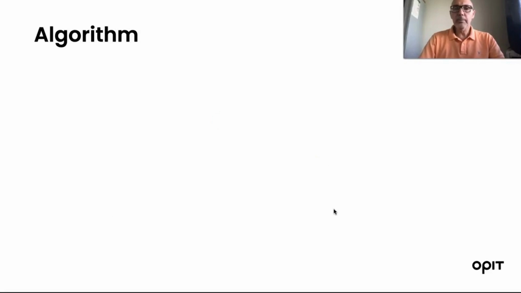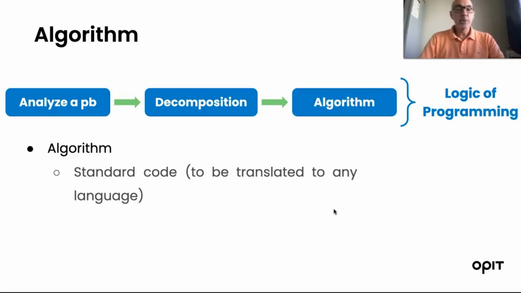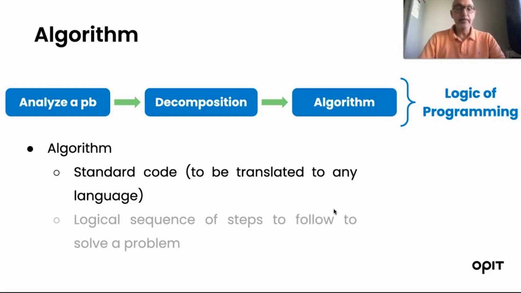Maybe we talked about the algorithm a little bit in the previous module, but now let's go into the details. So an algorithm is a sort of standard code. Now that you have decomposed all your problem in hand and you have very small details, you can start writing the logic of the programming. So an algorithm is a standard code that is ready to be translated to any programming language. It is a logical sequence of steps to follow to solve a problem.